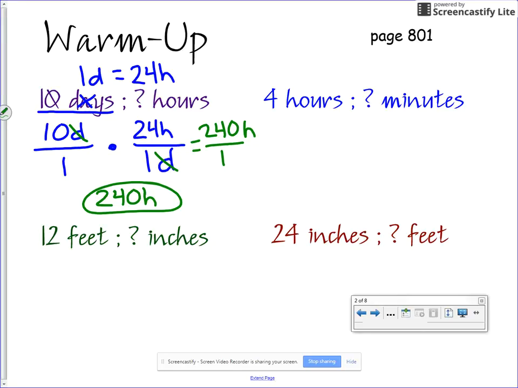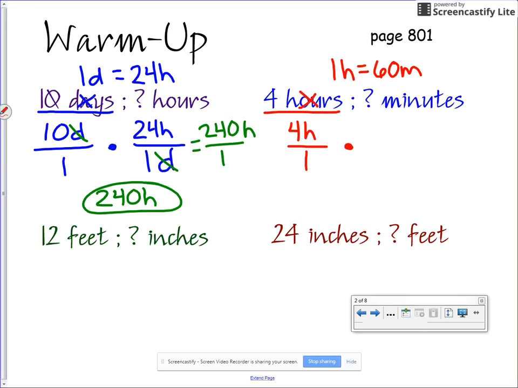For the next one, we are converting 4 hours to minutes. We know that 1 hour is equal to 60 minutes, so that we will use for our converting factor. We start with what they give us, the 4 hours, and toss that over 1 because we want a fraction multiplied by a fraction, and our converting factor is, again, a fraction.